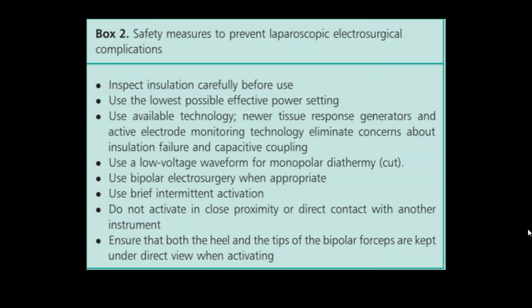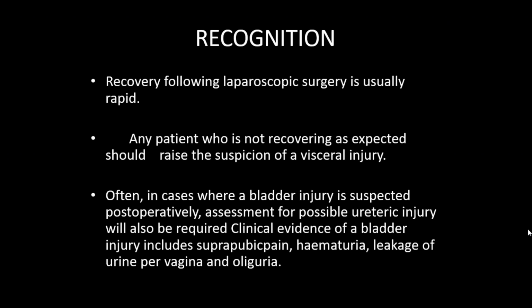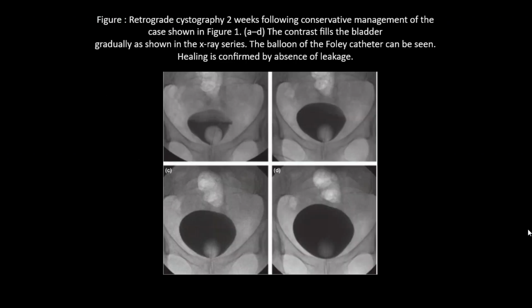The other site is the ureter during ligation of the infundibulopelvic ligament, during oophorectomy, because the ureter is running just below the ovarian artery, crossing with the ovarian artery. So it's a very common site to be injured as well.